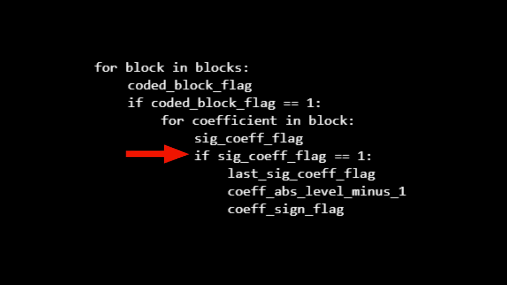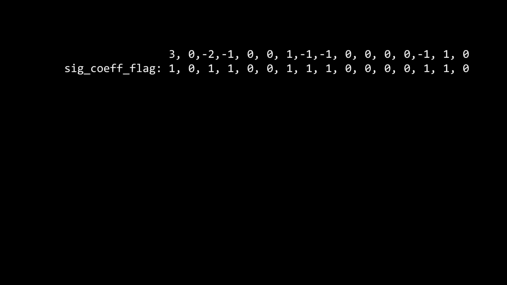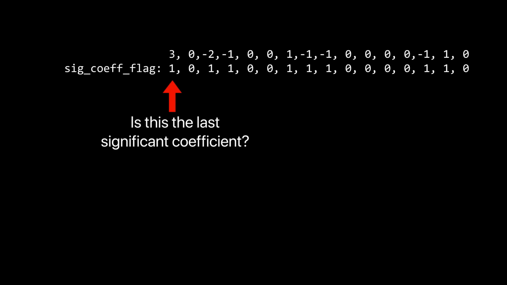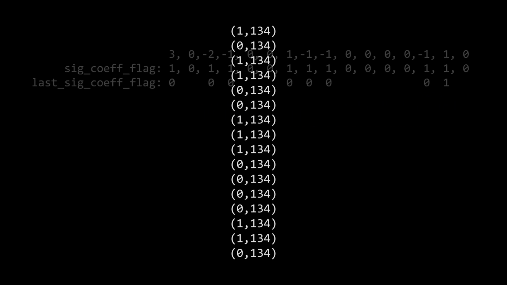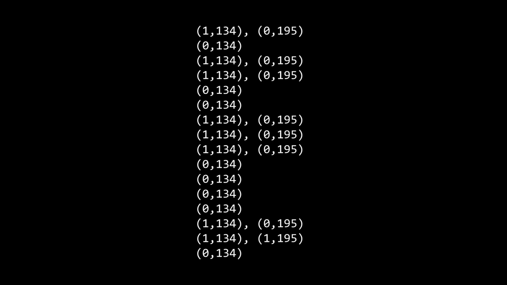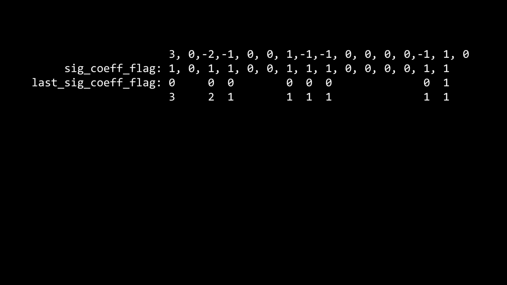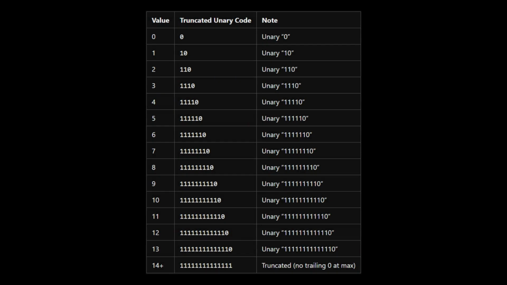Once we find a non-zero coefficient, we immediately want to know, is this the last one? That's where the last significant coefficient flag comes in. If this is the final non-zero coefficient in the block, we set the flag to 1. Otherwise, it's 0. This flag is then encoded with context model 195. We can throw away coefficients after the last significant coefficient. Now, we'll find the absolute value of our non-zero coefficient and subtract 1. Write it in Unary and limit this to 14 bits.